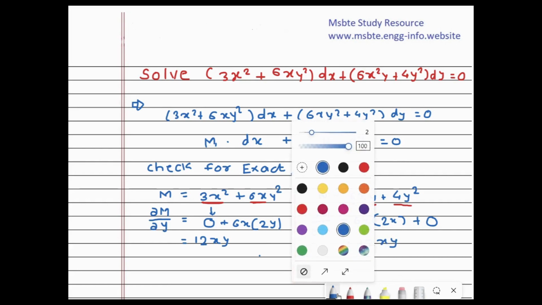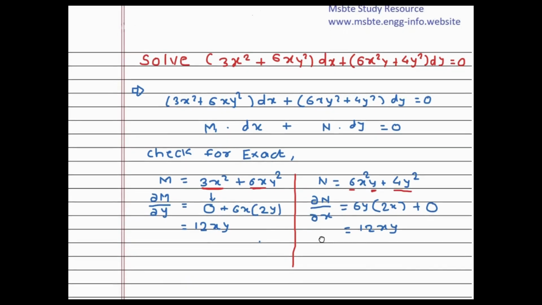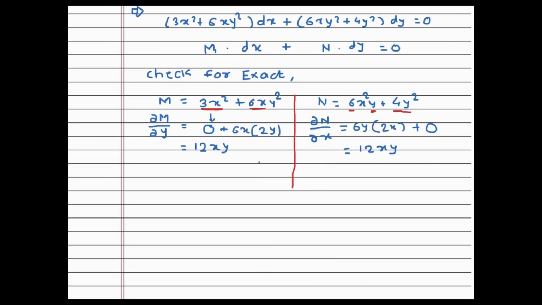So now from this we can write the interpretation that, as this must be written, this carries the half marks. Partial derivative of M with respect to y is equal to partial derivative of N with respect to x. Given equation is exact. If there is even slight difference of sign, it will not be exact. Given equation is exact. So this is the first part of solving this differential equation, and this carries 2 marks.